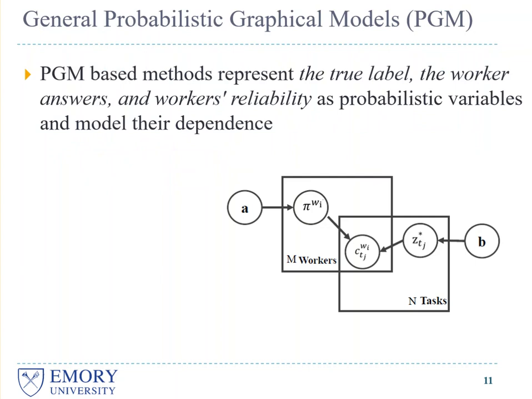That's a general probabilistic graphical model. PGM-based methods represent the true label, the worker answer, and worker's reliability as probabilistic variables and model their dependency. In this figure, the observed variable C, that's the answer set, depends on two variables, the reliability of the workers and the true label of the task. The two boxes M and N indicate that there are M and N reported variables for each task and worker, and additional variables may be included, such as A and B to represent the prior distribution for the worker reliability and ground truth.